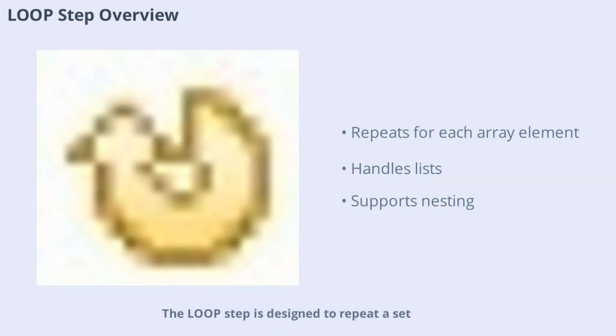Loop step is designed to repeat a set of flow steps for each element in a specified array. This is ideal for processing lists, such as line items in a purchase order. By specifying an input array, the loop step ensures that each item is handled individually, allowing for detailed processing and aggregation. Nested loop steps can be used for multi-level data structures, providing powerful iteration capabilities within your flow service.